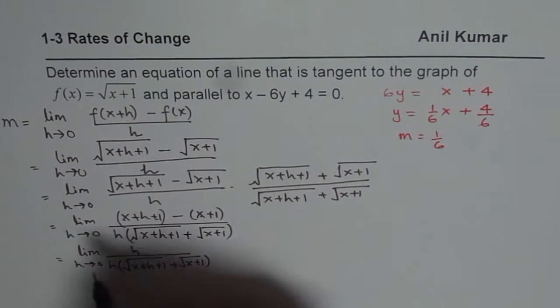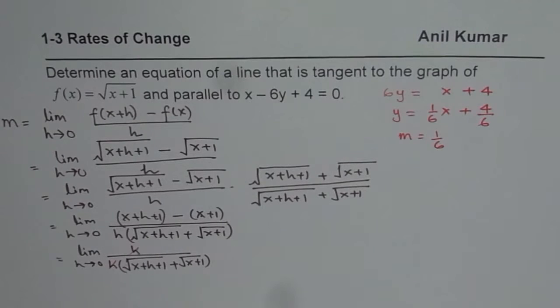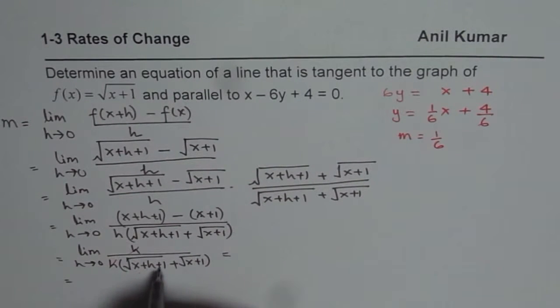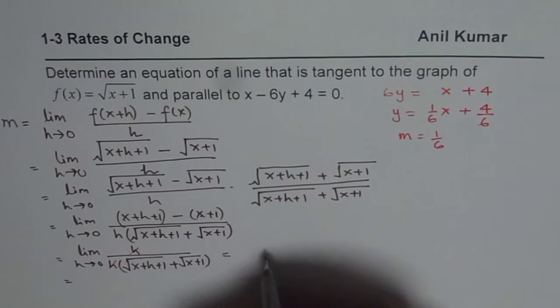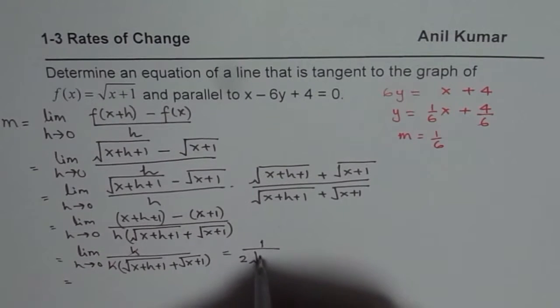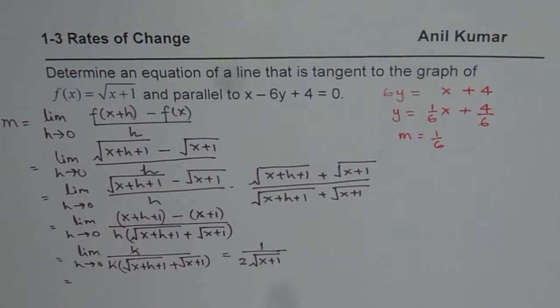Now we can cancel out h and substitute h equals 0. If I do that, I get square root of x plus 1 plus square root of x plus 1 in the denominator. That means 1 over 2 times square root of x plus 1. So that is what I get in this particular case.